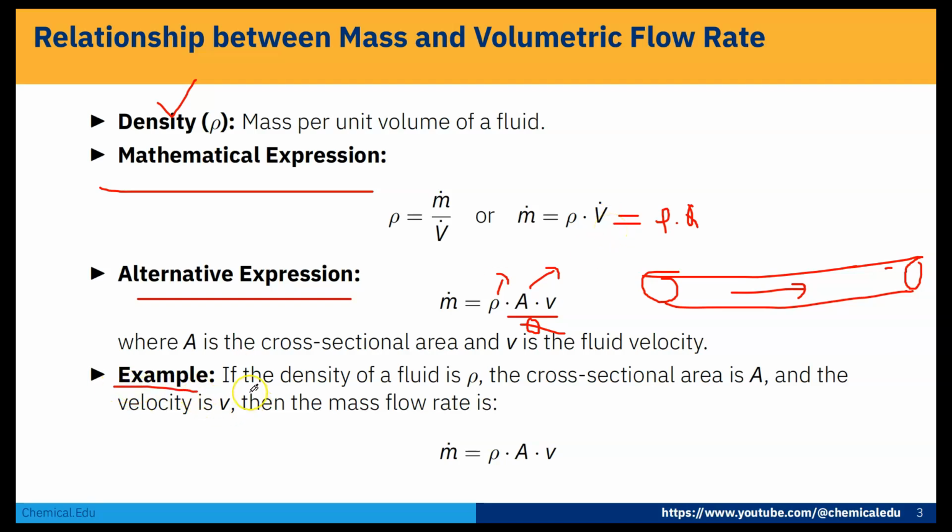Now an example, a numerical: if the density of the fluid is rho, the cross-sectional area is A and the velocity is V, then the mass flow rate will be rho A into V.